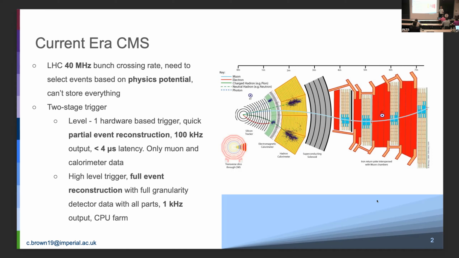The second stage does a full event reconstruction, the high-level trigger. This is all done in a server farm off on the surface. And this does a full event reconstruction, and it has about a kilohertz output. And so this is what we do currently.